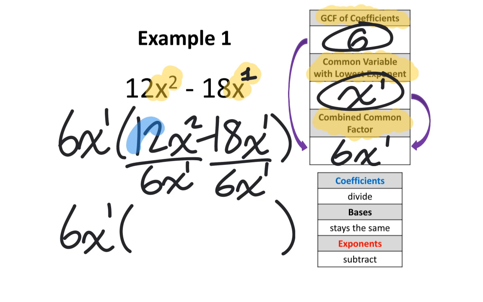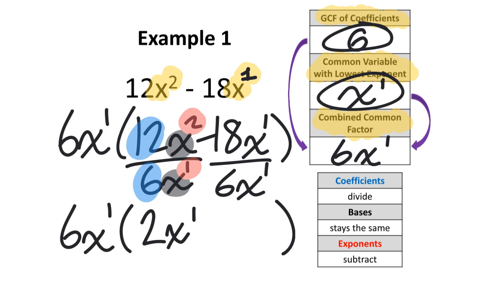So over here, we want to take a look at the coefficients. That's 12, and this is 6. You want to divide coefficients. So 12 divided by 6 is going to give you 2. Next, you want to take a look at the bases. This has a base of x, and this has a base of x as well. Bases stay the same, so that's going to remain x. And last, you want to take a look at exponents. There's an exponent of 2 here and an exponent of 1. You want to subtract exponents. So 2 subtract 1 is going to give you 1.